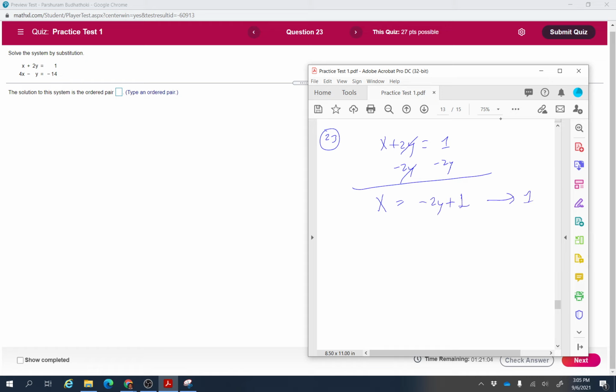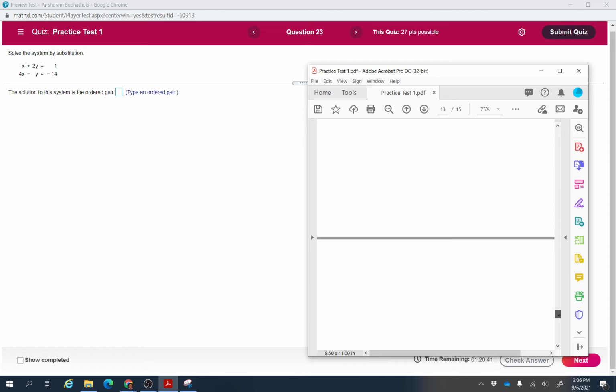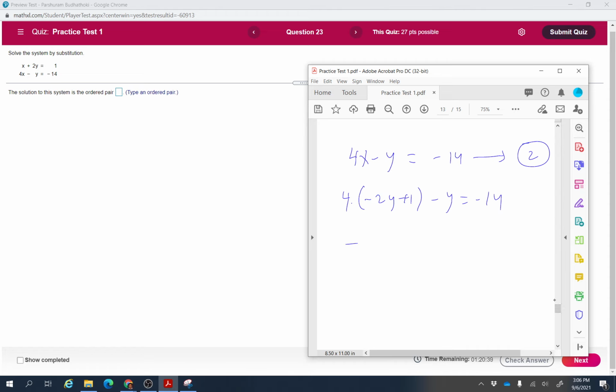This is coming from the first equation. Now I'm going to substitute the value of x in the second equation. The second equation, as you can see, is 4x minus y equal negative 14. I'm going to replace x by negative 2y plus 1 in the second equation. This is called substitution. Now distribute 4.